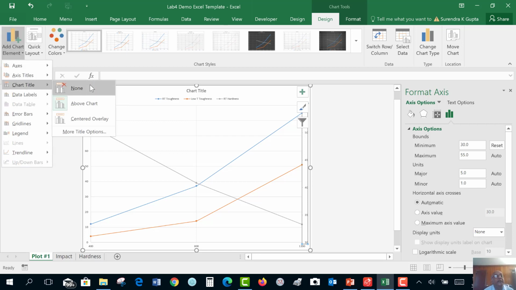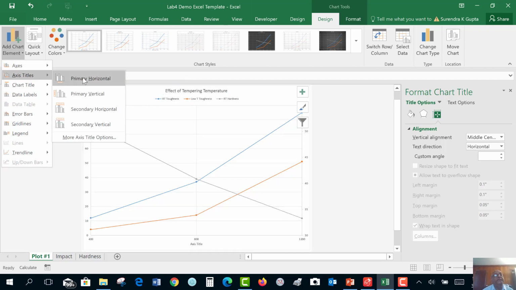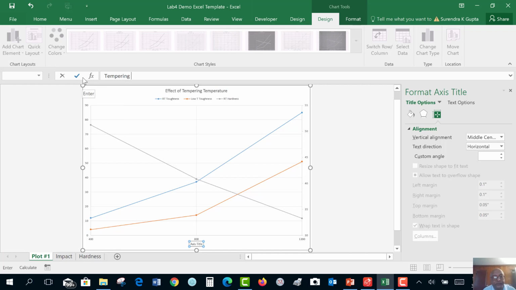Okay, so we got all those. Let's add the usual chart title. Actually, let's just write effect of tempering temperature. Okay, x-axis, tempering temperature. And again, notice this is in Fahrenheit. That's what the shop people use. That's where the furnaces are set in the US.